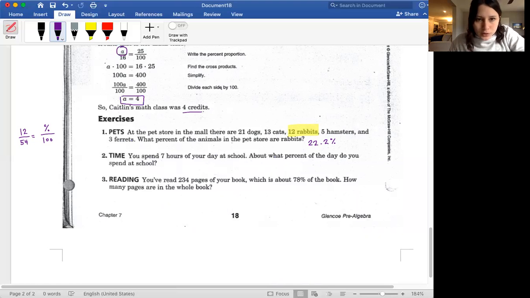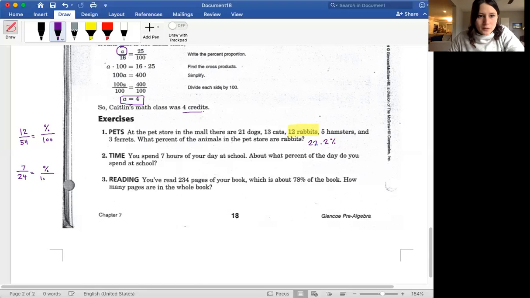Number 2, you spent 7 hours of your day at school. What percentage of the day do you spend at school? So, do you guys know how many hours are in a day? You know that. So even though it's not said here, it's intended where you understand how many hours are in a day. So we have 7 hours a day at school, and out of 24 hours in a day. The question is asking what percentage of the day do you spend at school?